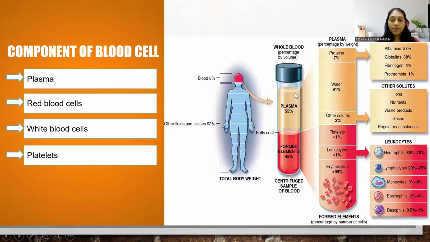About 55% of the blood is composed of plasma. The remaining 45% of the blood is composed of red blood cells, white blood cells, and also platelets. 91% of the plasma is composed of water, 7% of protein, and 2% of solute. Examples of proteins are albumin, globulin, fibrinogen, and so on.